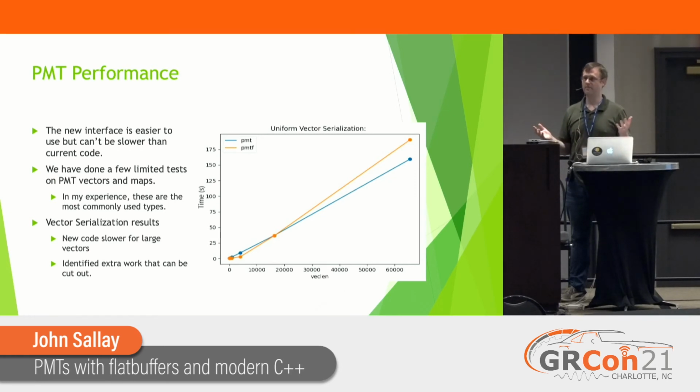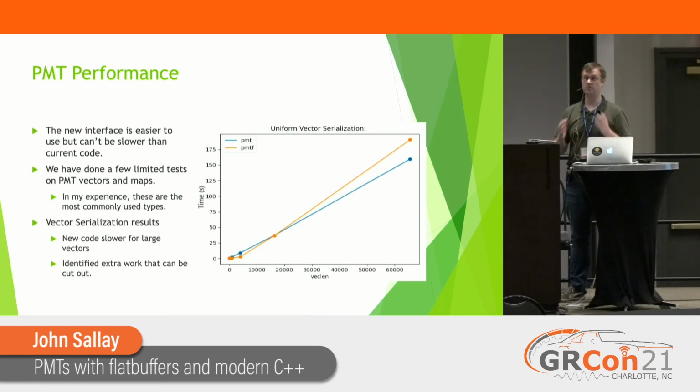New PMTs, better interface, sounds great. But if it's slower, nobody cares. And so we've done very limited benchmarks. And by very limited, I mean 2. So I do not promise that this is the full extent of the performance of it. There's definitely a lot more we're going to do, but we wanted to provide some numbers to show you guys today. And the tests were done on vectors and maps.